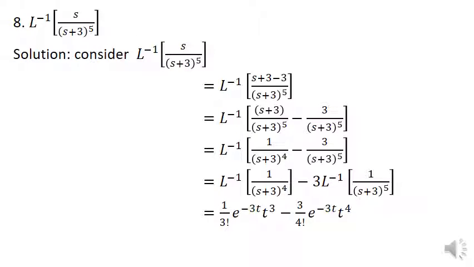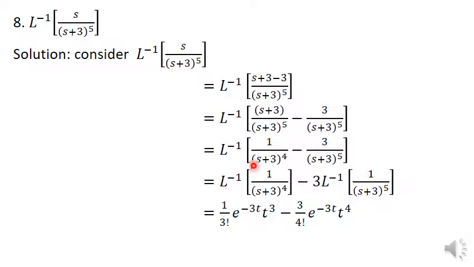Now example 8, find the inverse Laplace transform of s divided by s plus 3 raised to the power of 5. Consider the function s over s plus 3 raised to the power of 5, which is equal to, we make some changes in the numerator, that we add and subtract 3 for our convenience, that is L inverse of s plus 3 minus 3 divided by s plus 3 raised to the power of 5. We split the denominator for both these two functions, that is s plus 3 divided by s plus 3 raised to the power of 5 minus 3 divided by s plus 3 raised to the power of 5.